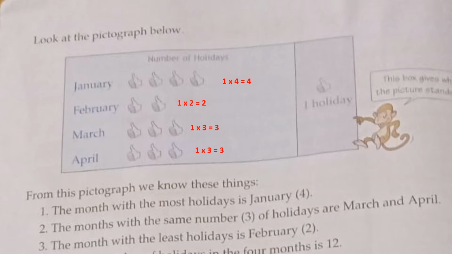Now you have collected the data. Now by this you can answer the questions very easily. The month with the most holidays is January, that is 4. The months with the same number of holidays are March and April, as they have 3 holidays. And the month with the least holidays is February, because only 2 are there. And the total number of holidays in the 4 months: you have to add all the holidays, 4 plus 2 plus 3 plus 3. So you will get 12. In this way we can understand the pictograph.